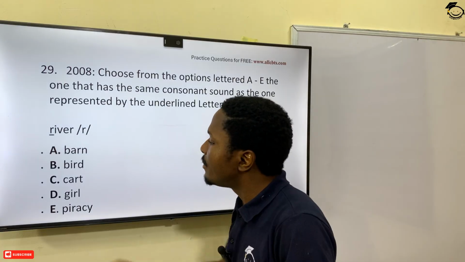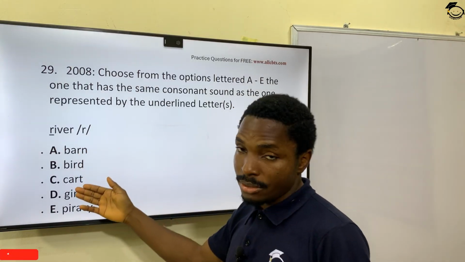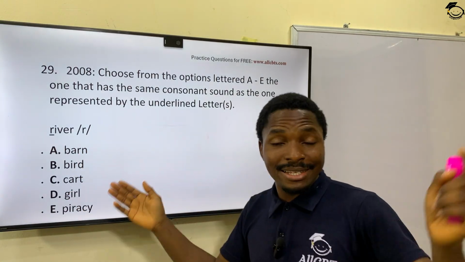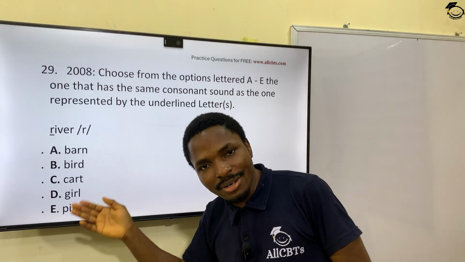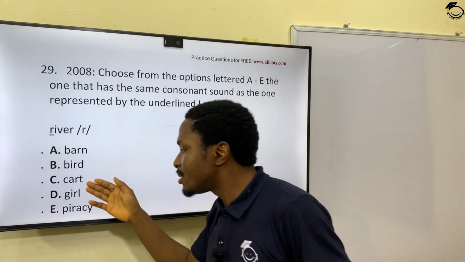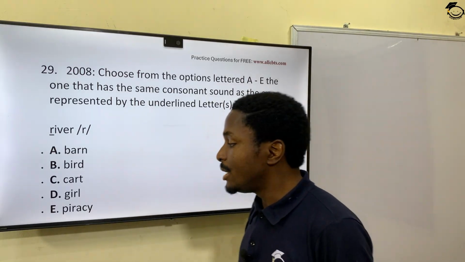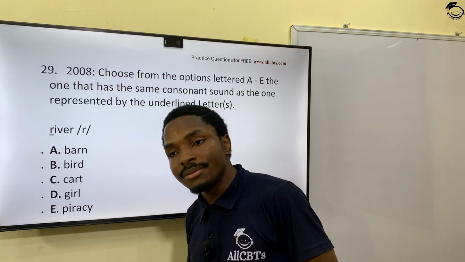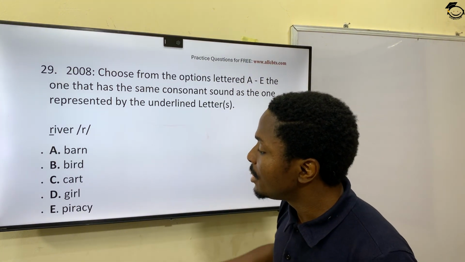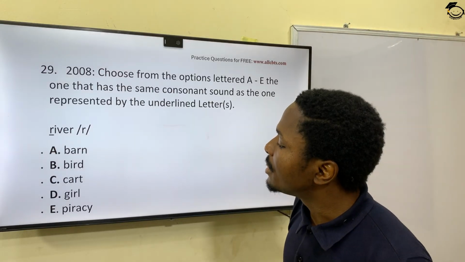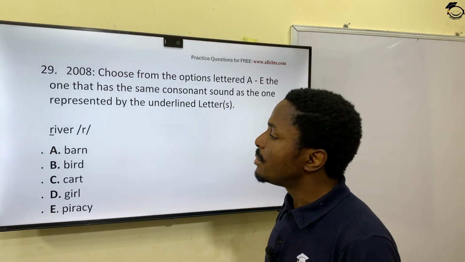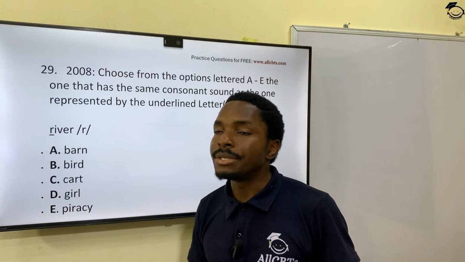River. So you have ban, bird. See, not bed, like you say. It's bird. Then you have cat. Then you have girl. Then you have piracy. So the word is on piracy. Okay? So river, piracy. The same consonant sound is on piracy.